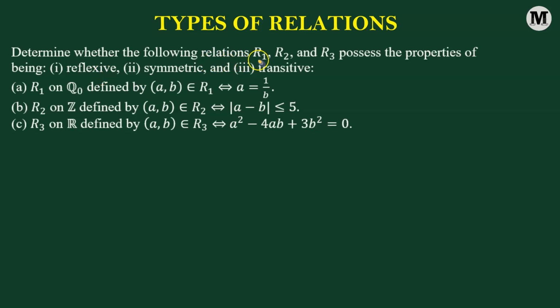Determine whether the following relations R1, R2 and R3 are reflexive, symmetric or transitive. So here we have three relations R1, R2 and R3. Before coming to the problem, we're going to quickly recap what it means when we say that a given relation is reflexive, symmetric or transitive.